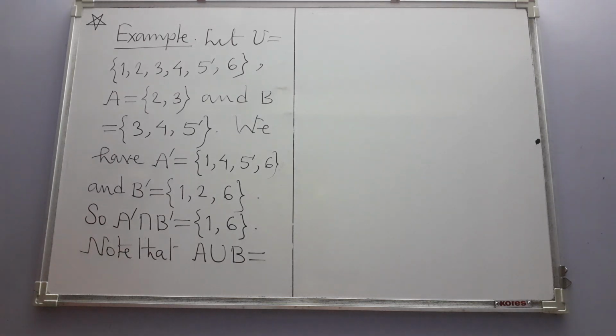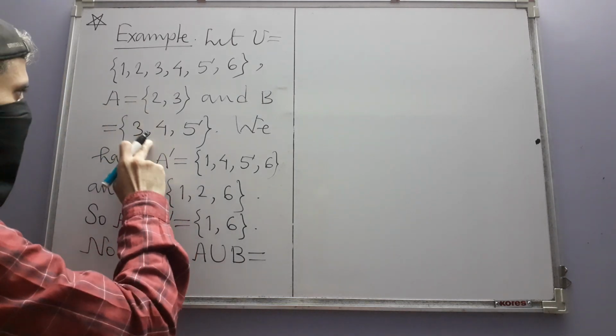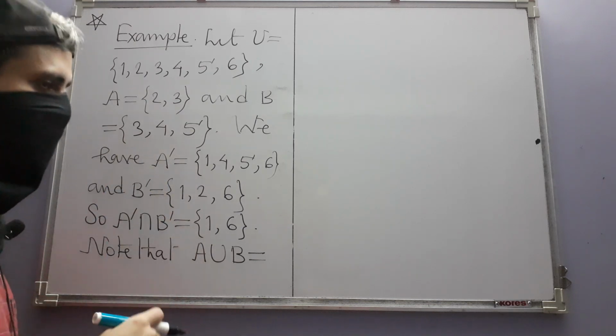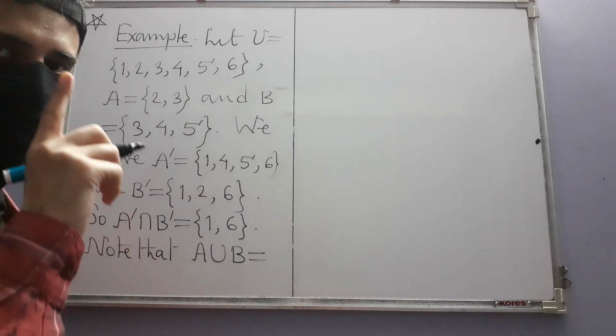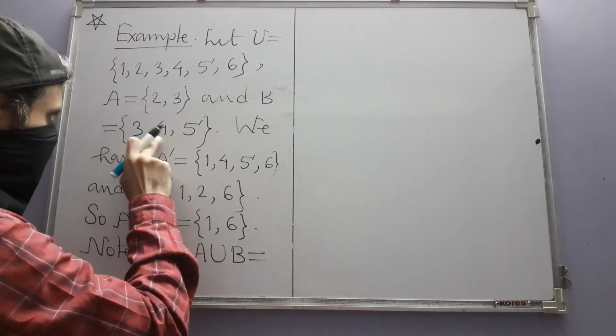So A union B consists of all the elements of A and all the elements of B, and of course if there is anything common, it has to be considered only once. For example, 3 is common. So 2, 3, 4, 5.